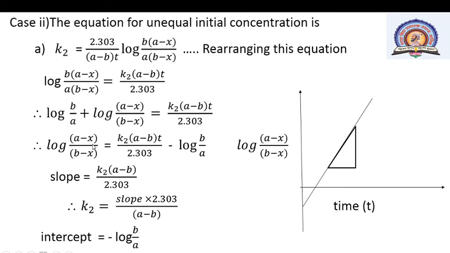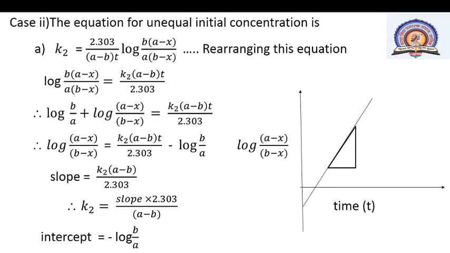Therefore log [(a minus x) divided by (b minus x)] is equal to k2 into (a minus b) into t divided by 2.303 minus log b upon a. Now here this equation is similar to y is equal to mx minus c, means negative intercept.